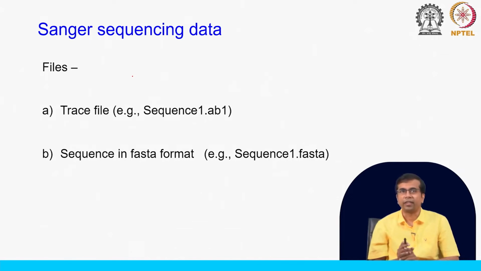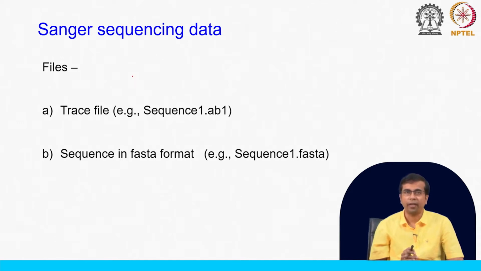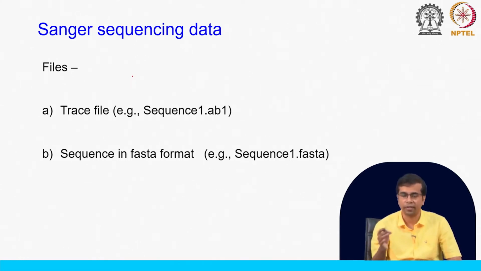So, Sanger sequencing data, it turns out, you get two files. Okay. So, one is called the trace file. For example, you will see something like sequence 1.ab1, right, just as an example. So, these are called AB1 files. Whenever you do Sanger sequencing, you will get these AB1 files. How do they look? We will see in a moment.